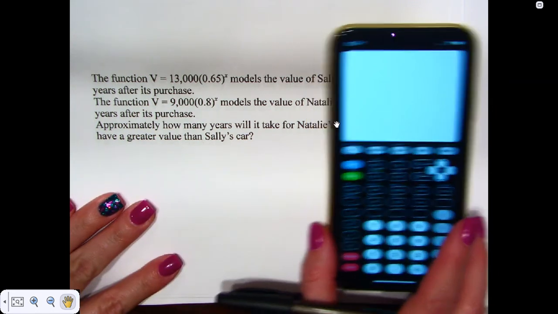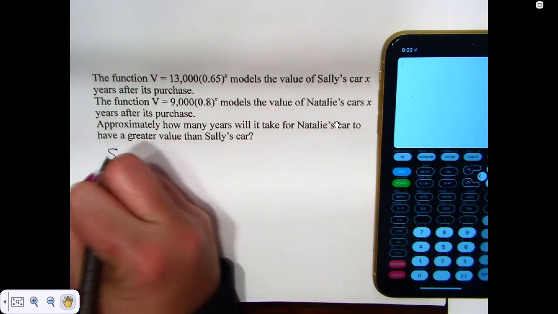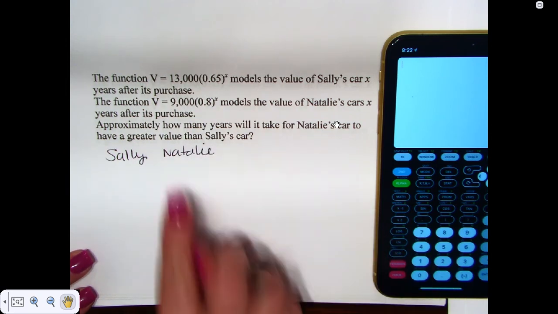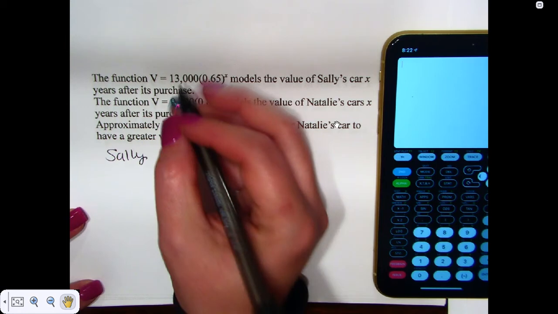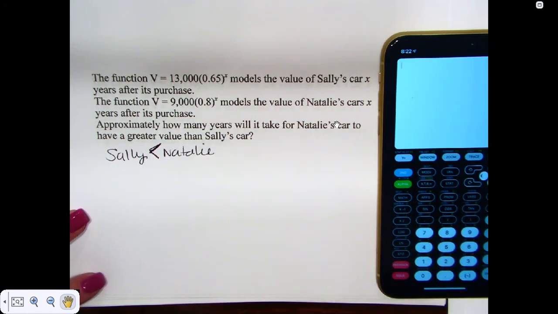Okay. The function V equals 13,000 times 0.65 to the x models the value of Sally's car. 9,000 times 0.8 to the x models the value of Natalie's car. And they want to know how many years will it take for Natalie's car to have a greater value than Sally's car. So you want Natalie's car to be greater than Sally's car.